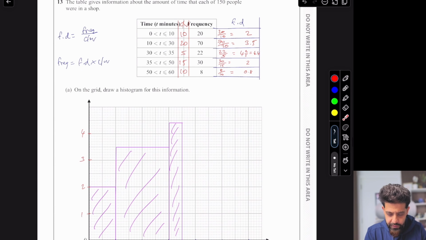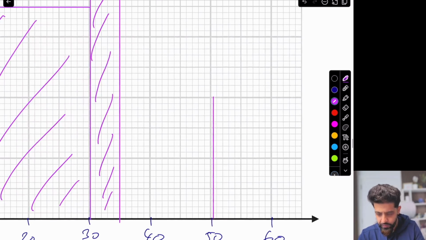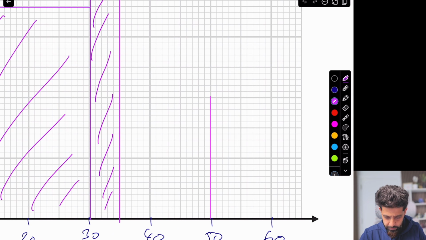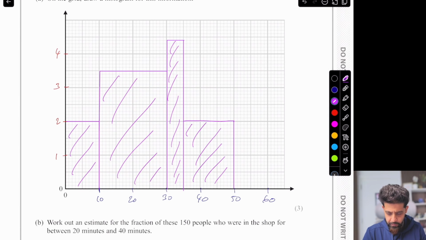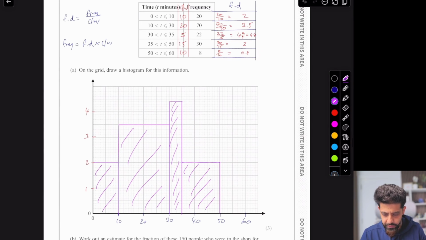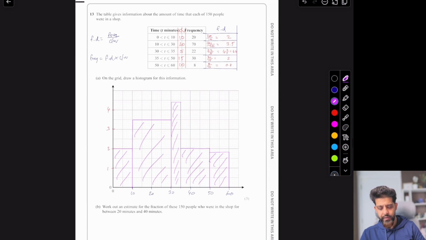And then we have 30 to 50 and to 2. 30 to 50 up to 2. There we go. And lastly, 50 to 60, 0.8. 50 to 60, 0.8, which is right there. All right. Okay, there we go. That's done now. That's my histogram complete.